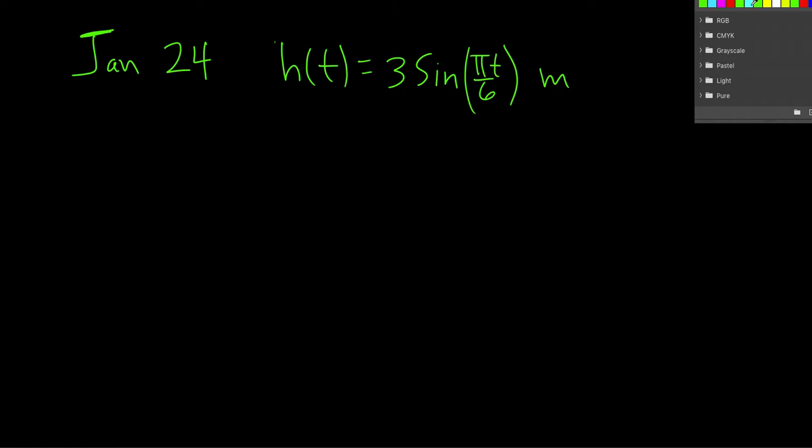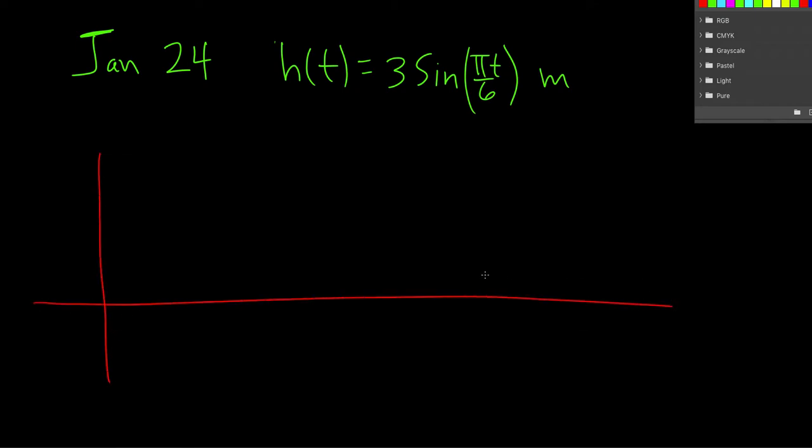Okay, so the first thing they want us to do is graph in between 0 and 24. So we're going to draw a graph, and it's a sine function. So we go like this, and one period is 12, and the way that we know that, so this should be 12, but let me show you how we know that.